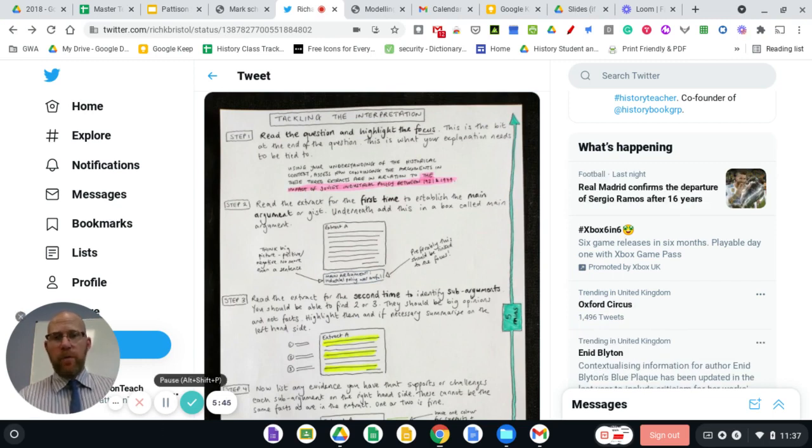Now the next step, read the extract for the first time to establish the main argument or the gist. Underneath, add this in a box called main argument. So, that's what we're going to do. Now I'm going to pause it and, well, sorry, you can pause it because you're in control, not me, and have a read of the extract and then please unpause and carry on once you have.